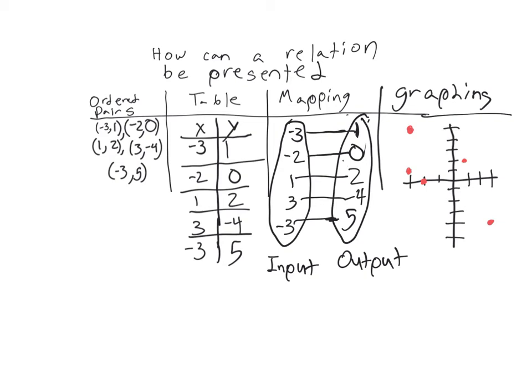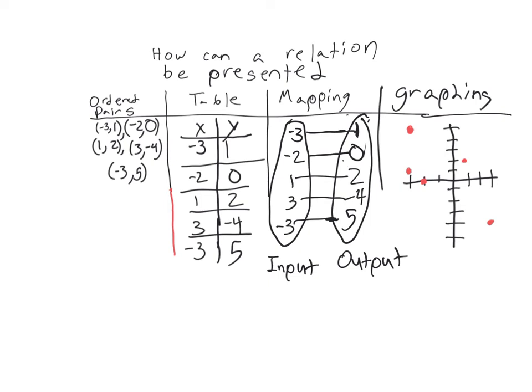So this is an example of a relation, and we're going to be looking at a specific type of relation in a second. But we're going to be using most of these. So we're going to be using a lot of tables, graphing, possibly some mapping. We won't really be looking at ordered pairs as much, okay?